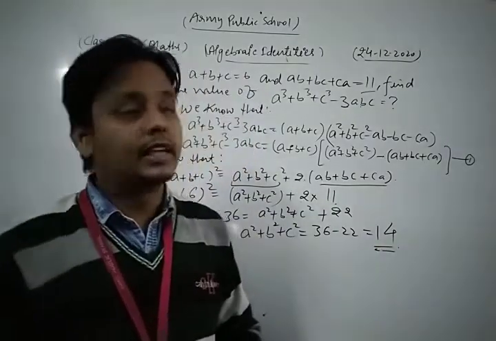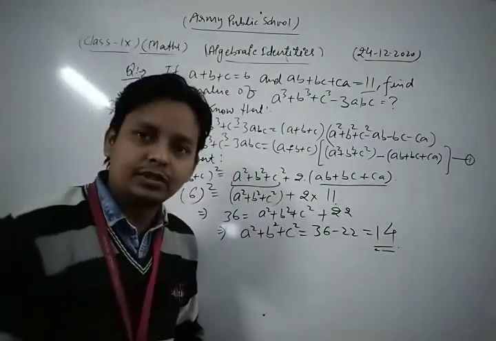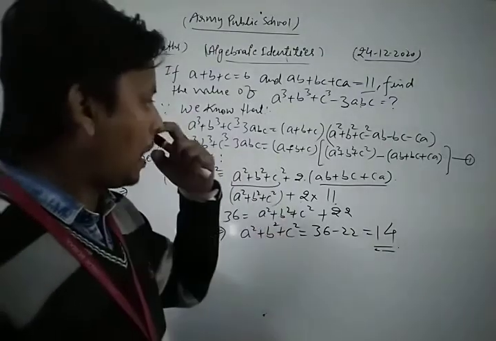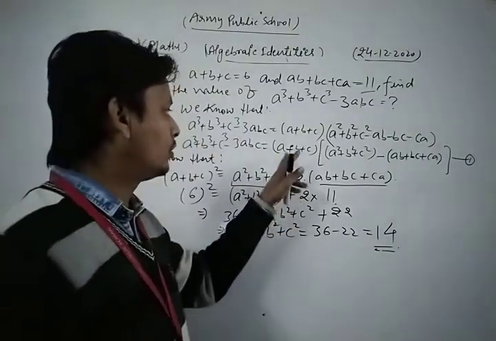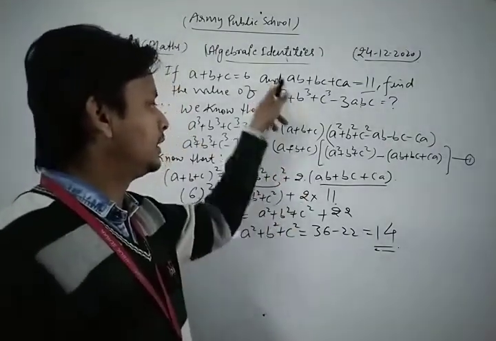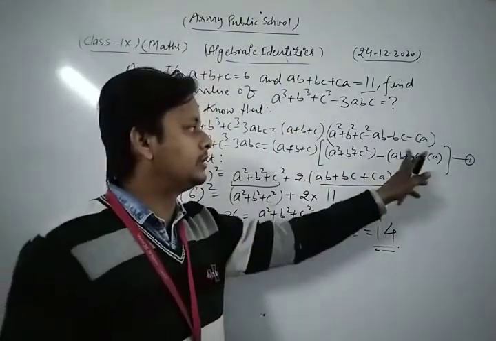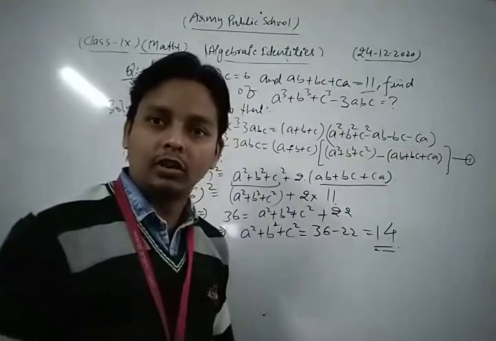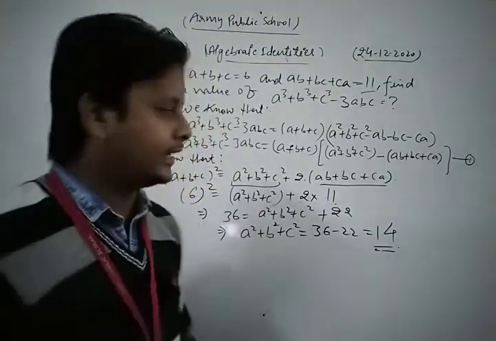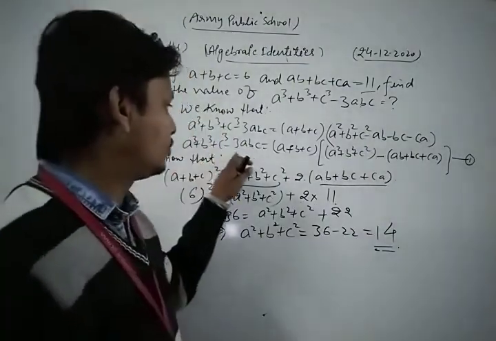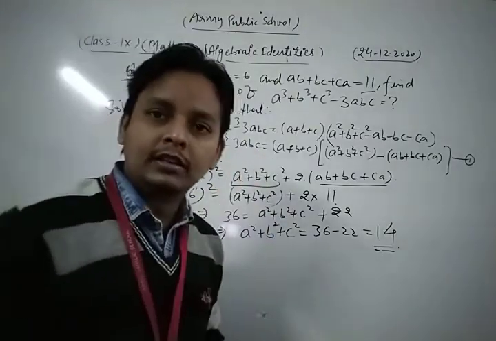Hence, dear students, in this way we get all the values: a plus b plus c which is given, a square plus b square plus c square which we find, and also ab plus bc plus ca which is given as 11. Now using equation 1, we find the value of a cube plus b cube plus c cube minus 3abc.